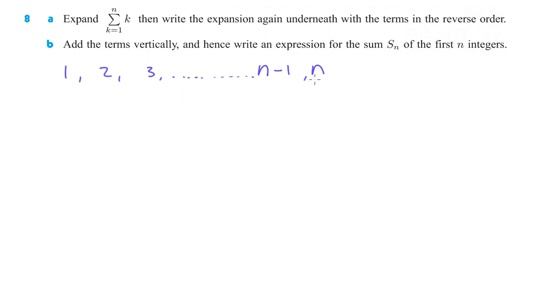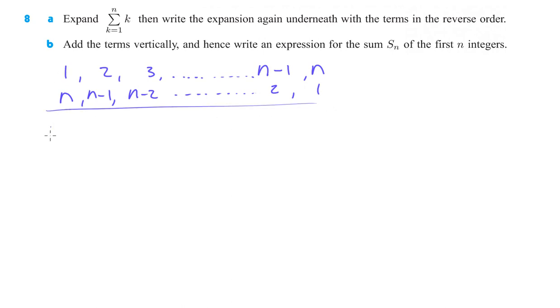Now it says to go back through here and rewrite it in opposite order. So underneath here, this is going to go n, then n minus 1. This is going to be n minus 2, all the way down to the second term was 2 and the first term is 1. And now it says add all these things together.